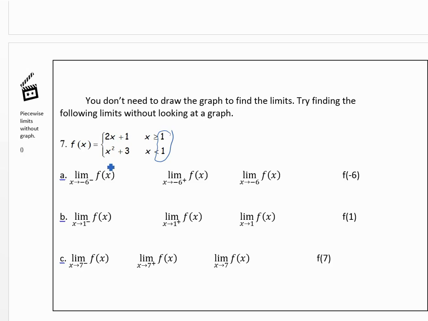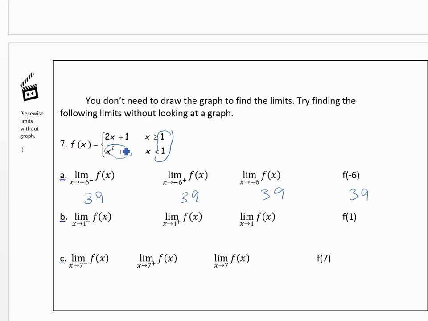So here, when we want to find the limit as x goes to -6, well, -6 is less than 1, so we'll plug it in to this part of the function, x squared plus 3, which -6 squared is 36 plus 3 is 39. So that's going to be the left-handed limit, the right-handed limit, the limit, and the function value, because for that part of the graph, it looks like a parabola. That is, it would just be nice and smooth.